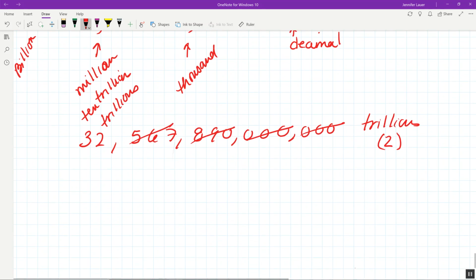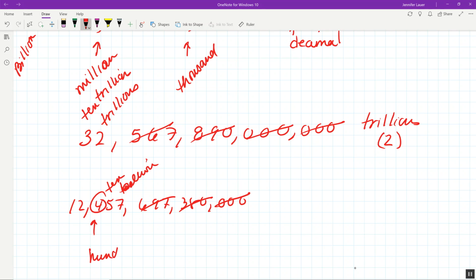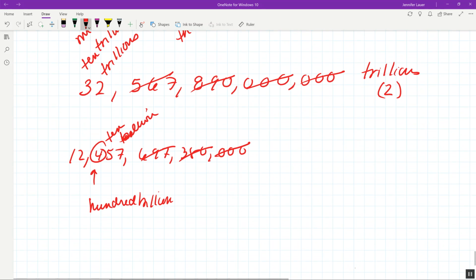And then the next one would ask, what is the place value of this four? So again, this is hundreds, thousands, millions. We're in the billions. We know this is billion. Then we have 10 billion. So right here, 4 is going to be 100 billion. So that's pretty straightforward, not a big deal.